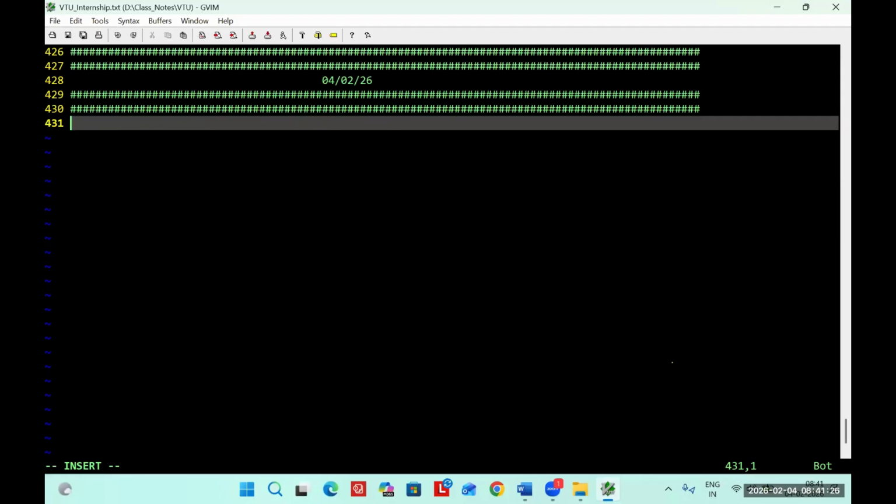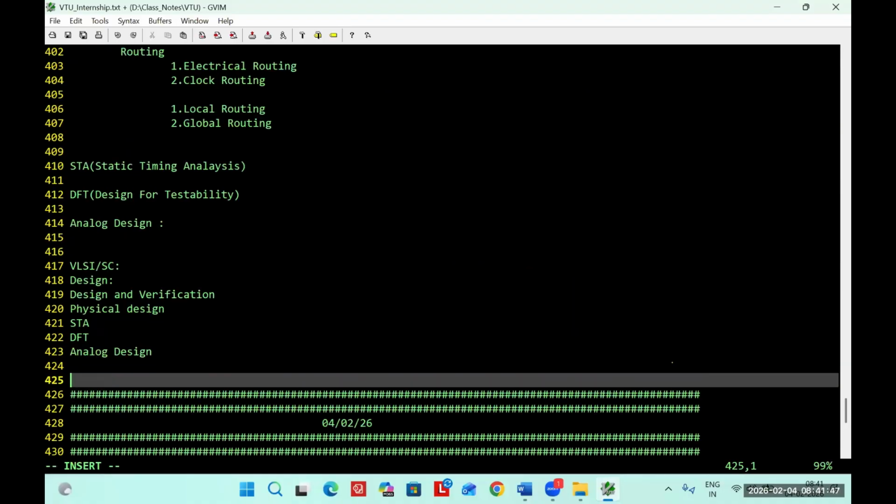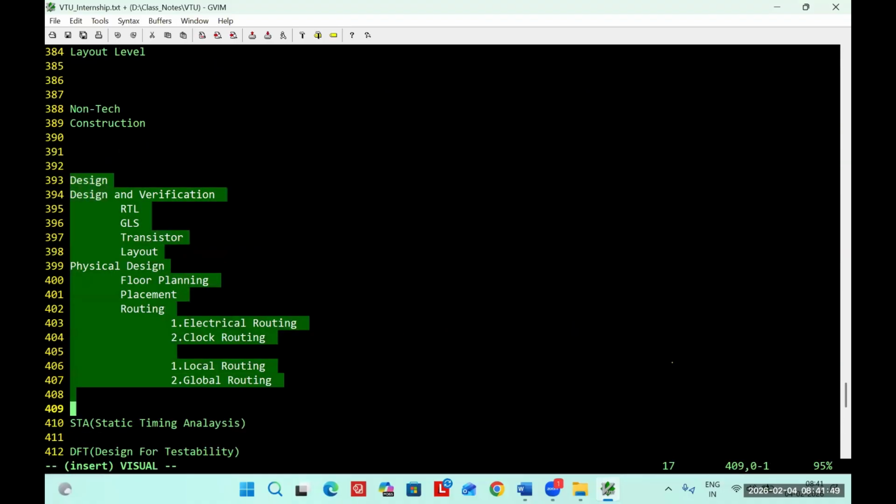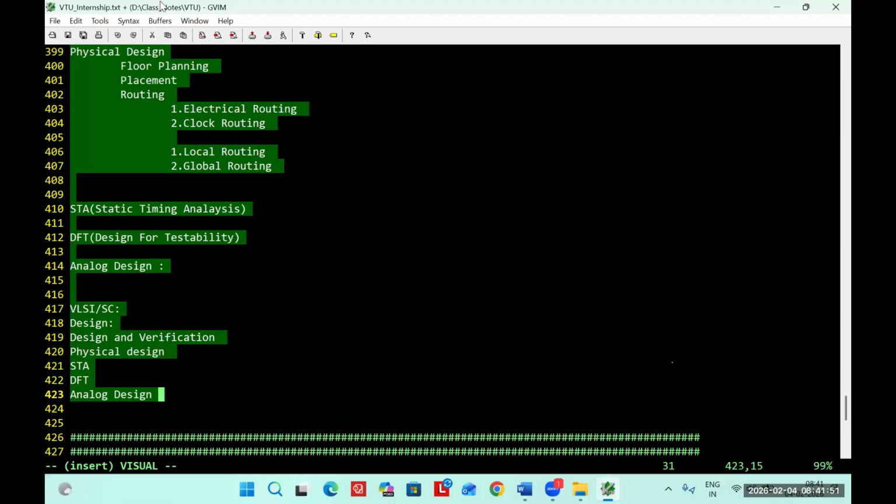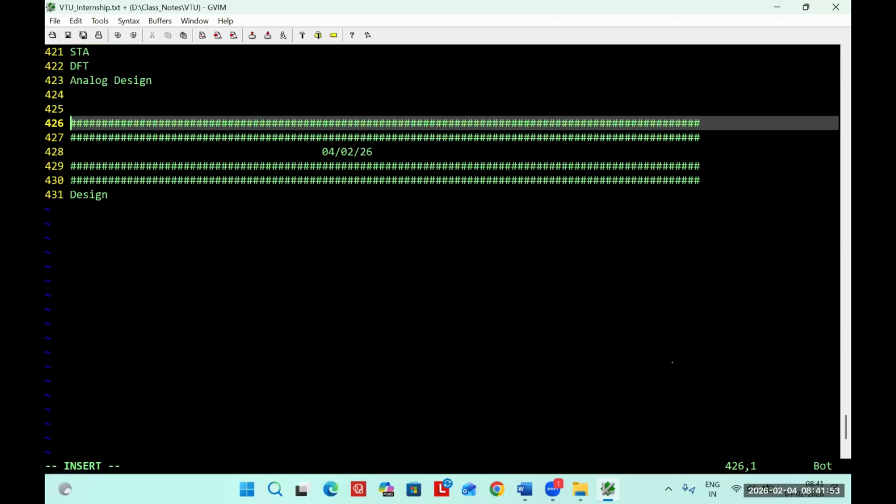Yesterday, if you remember, is the word design clear? What do you mean by design? In VLSI, there are different types of domains. The first domain will be called design. What is the job of design? I'll just make a note of all the domains, brief it, and we will move on.